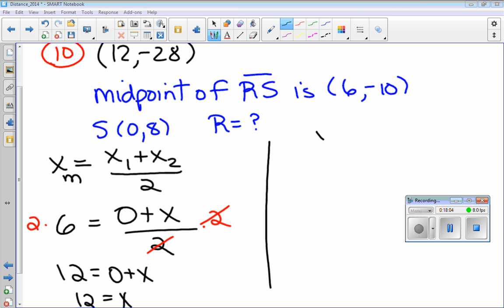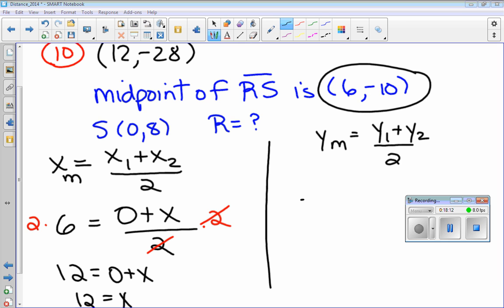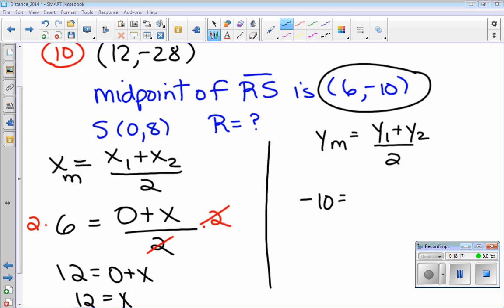We know that the formula is simply this. Since this is our midpoint, negative 10 goes there, my apologies. We know that 8 is the other y-coordinate. We multiply both sides by 2, and then we subtract our 8, and that's where the negative 28 came from. Okay?